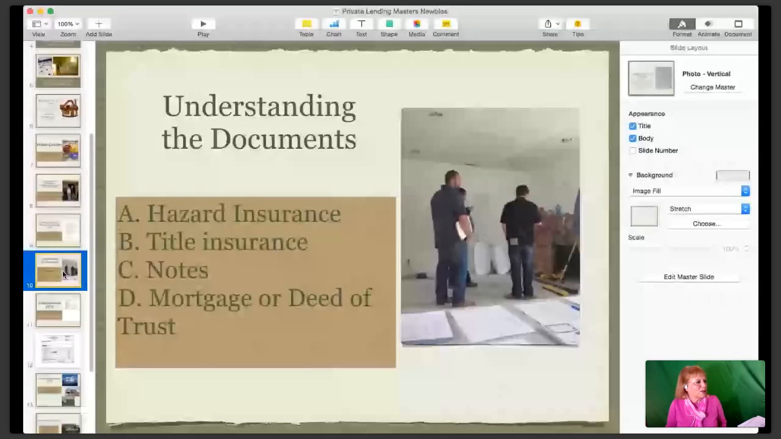So how do you secure the loan that you have? Well, you secure it with a set of 4 documents. So if you lend to an investor like me, or you are the investor and a friend is lending to you, the same thing applies. Here are the documents that you need to secure that loan to the property. So the first would be hazard insurance. So there's hazard insurance you get on the property.